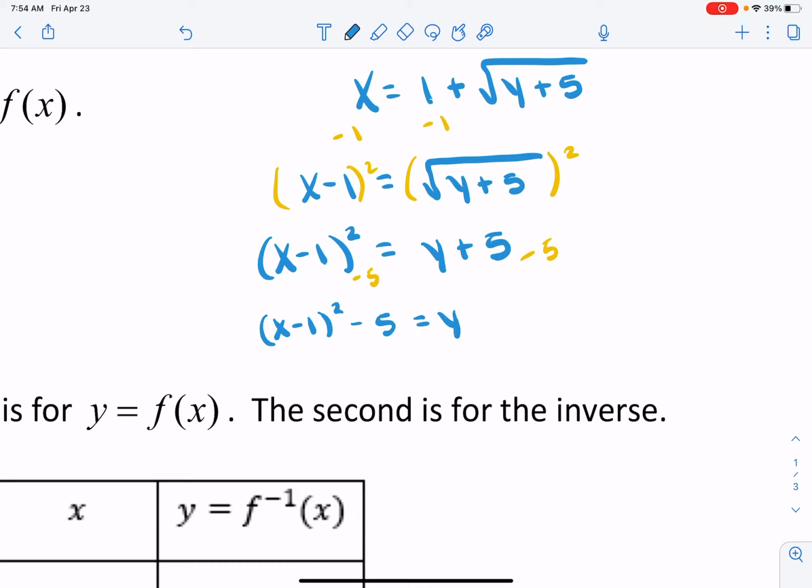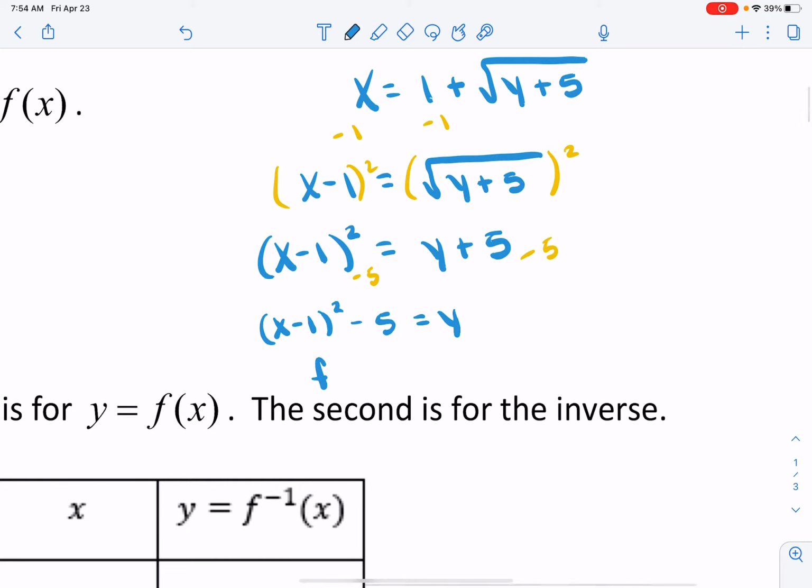And then we'll rewrite it, so we're going to change that y to be the inverse of f of x. So that's where we have that -1 notation there. And then (x minus 1) squared minus 5. All right, so we found the inverse equation.